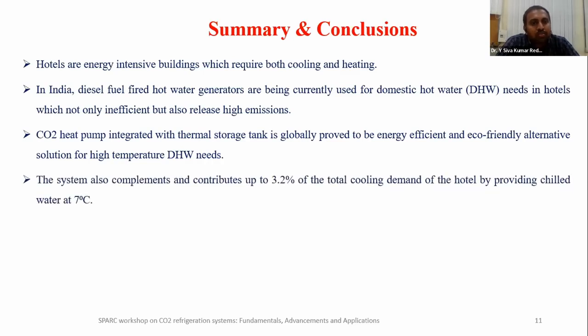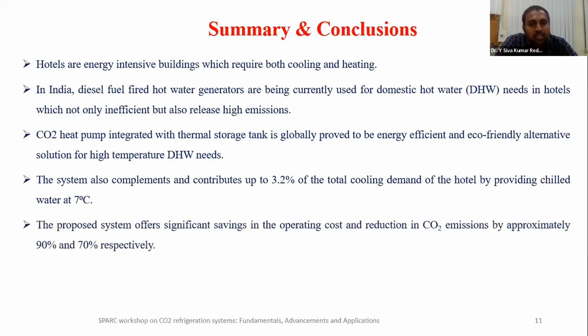And this system also complements nearly 3.2% of the total cooling demand of the hotel by providing chilled water at 7 degrees. So these are the savings and emissions reductions: 90% and 70% can be attained with the proposed system. So as I told, ROI is found to be less than 2 years. So this is the energy saving potential of a CO2 heat pump chiller for hotels.